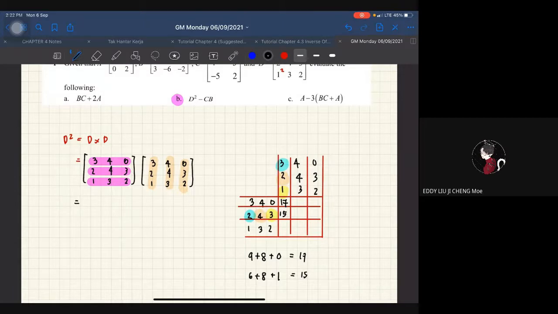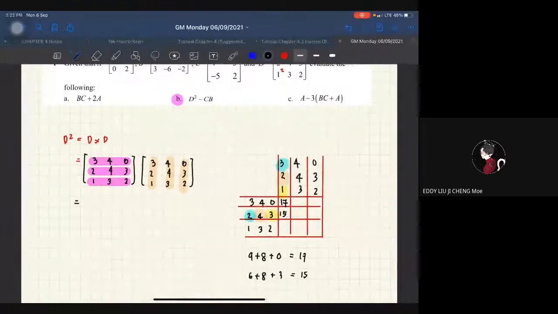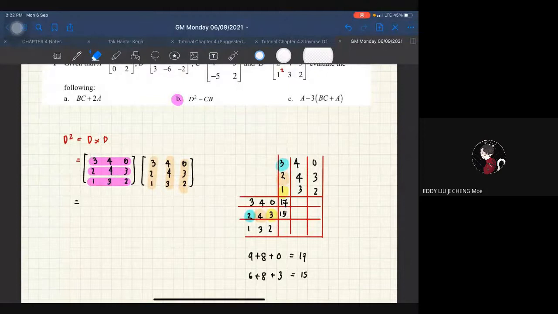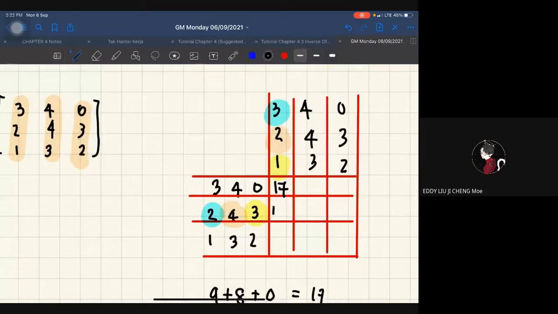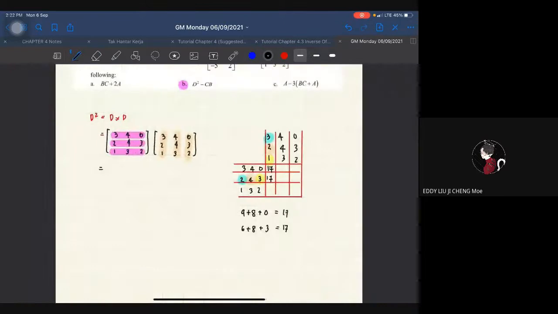Miss, 6 plus 8 plus 3 is not 1. Oh, sorry. Okay, thank you. So 6 plus 8 is 14, 14 plus 3 is 17. Okay, so supposedly this one is 17. So what is your final answer for this one?